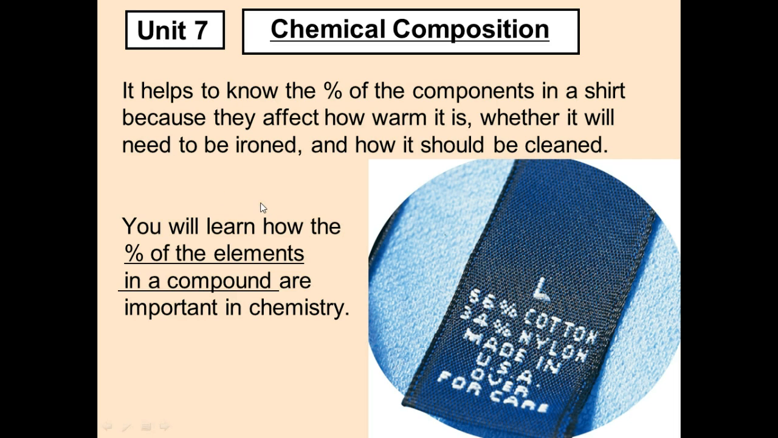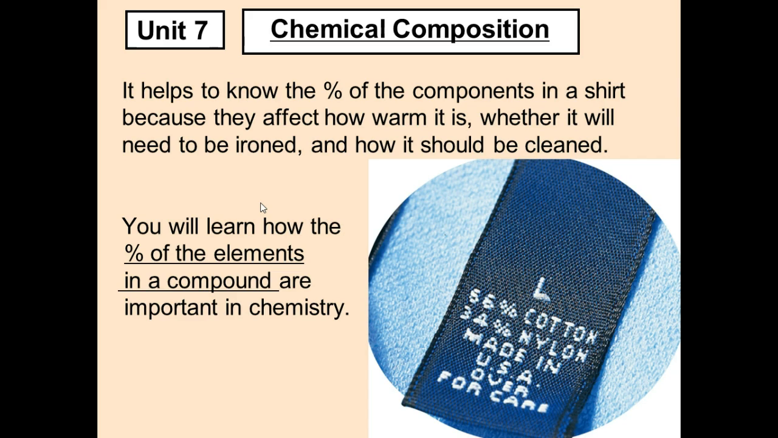And so pretty much Unit 7 is pretty short. All it is, is the chemical composition of elements and compounds. First we're going to learn about percent composition, and then we're going to apply it to empirical formulas, which we'll talk about in this video also.